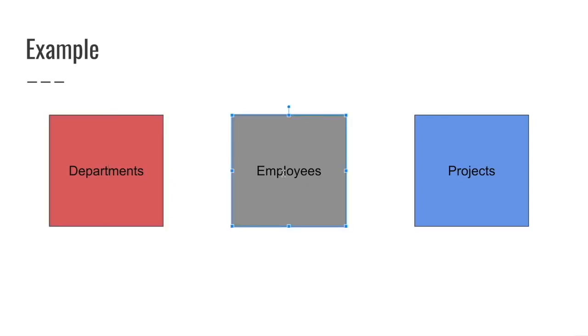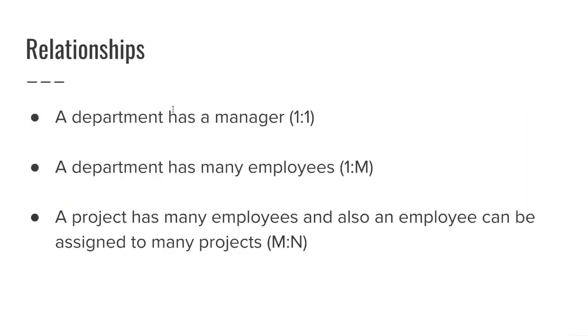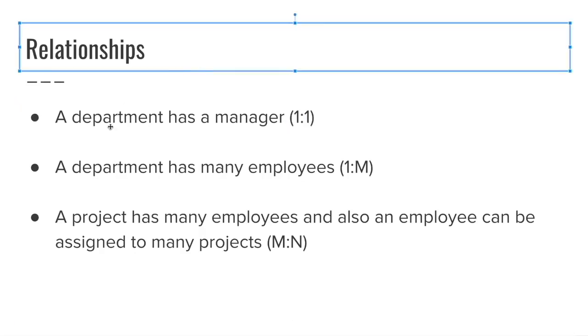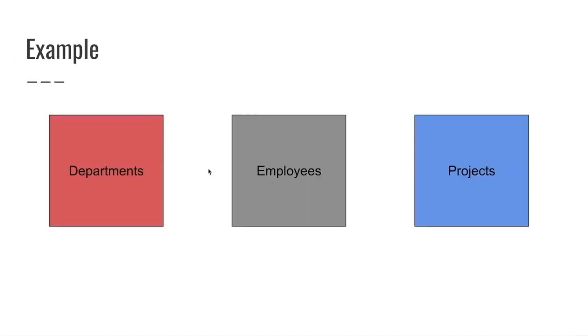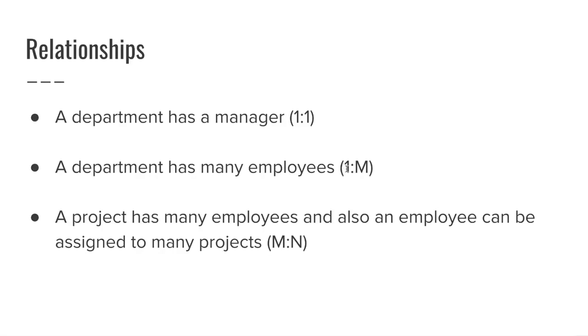Of course a manager is also an employee. So a department has a manager. What type of relationship is that? It's a one-to-one mapping because one department has only one manager, right? And the second relationship we are going to do is: a department has many employees. Of course, a department has many employees. So one department has many employees. What type of relationship is that? It's a one-to-many relationship, or we denote it as 1:m or 1:n, right?